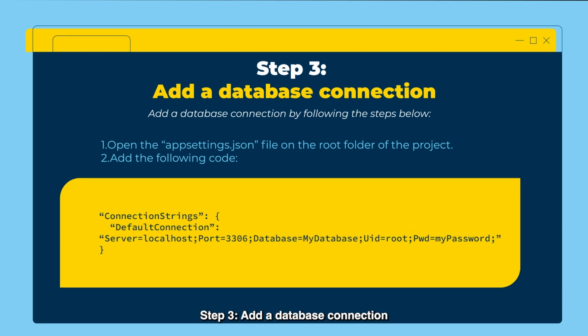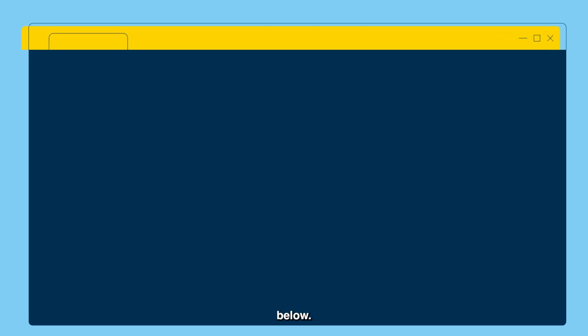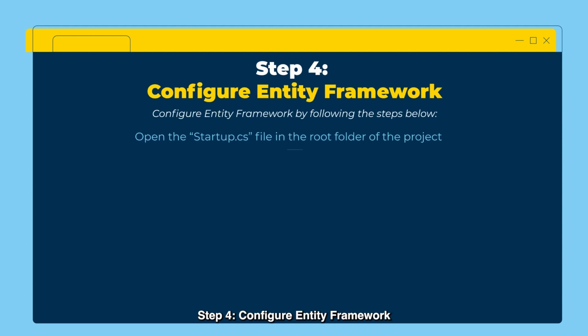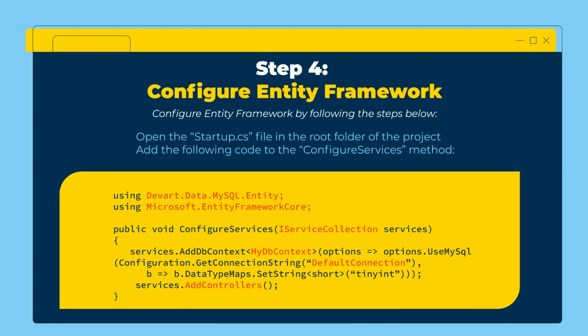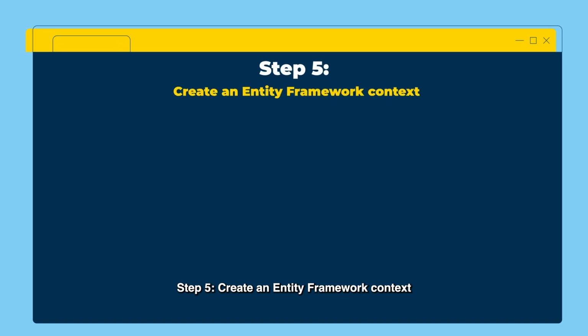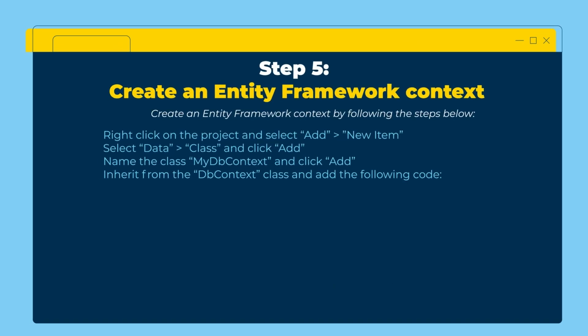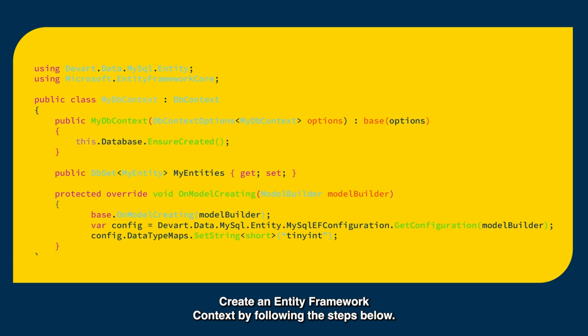Step 3. Add a database connection. Add a database connection by following the steps below. Step 4. Configure Entity Framework. Configure Entity Framework by following the steps below. Step 5. Create an Entity Framework context. Create an Entity Framework context by following the steps below.